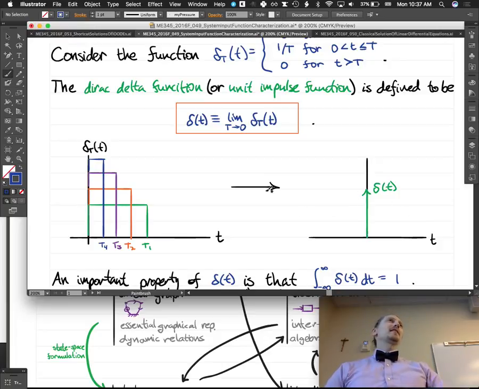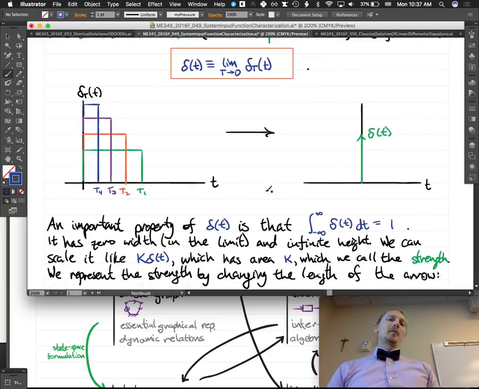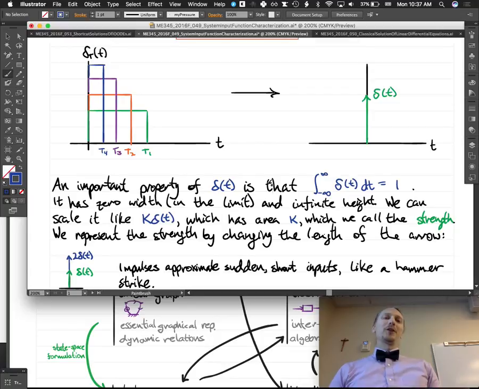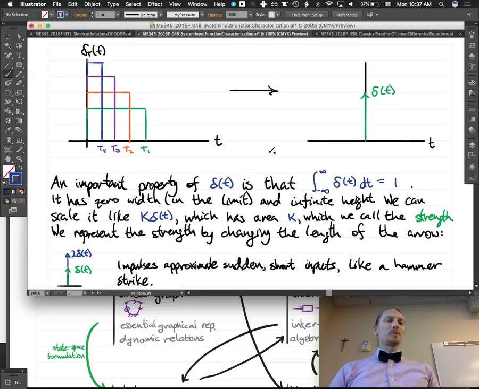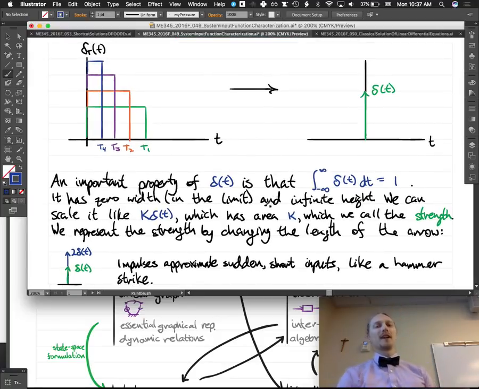You might think, gosh, that's a very strange function. How is this going to be useful? You're just going to have to believe me for now. I'll show you later how it's useful. An important property of this Dirac delta function is that the integral over its entire range, domain, I guess, is 1. And it has 0 width in the limit and infinite height.